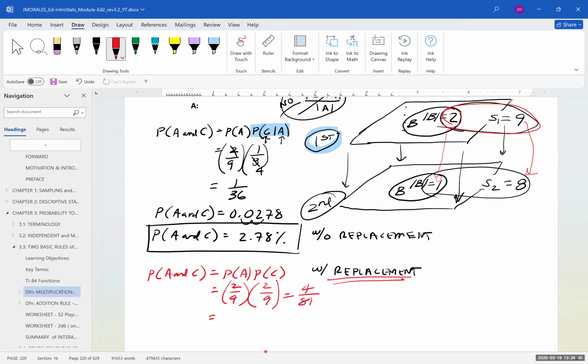And that comes out to 0.04, I'm going to round, 94, which is 4.94%. And that's with replacement.